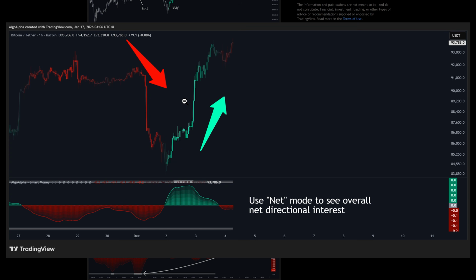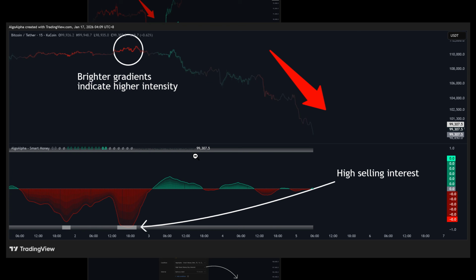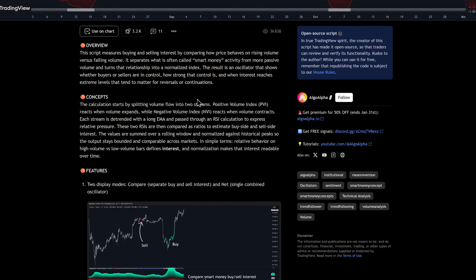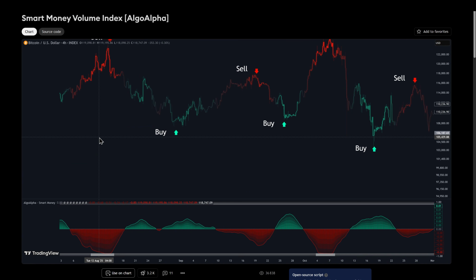Those pressures are compared as ratios to estimate buy-side interest versus sell-side interest. Then the result is summed and normalized so the output stays bounded and comparable over time. The simple translation is it's watching the difference between aggressive participation and quiet participation, then turning that into a readable signal.